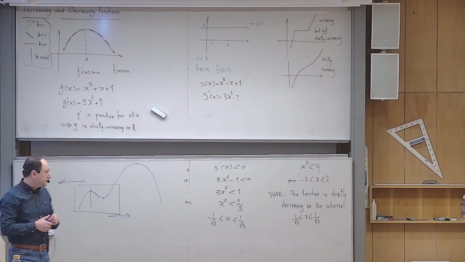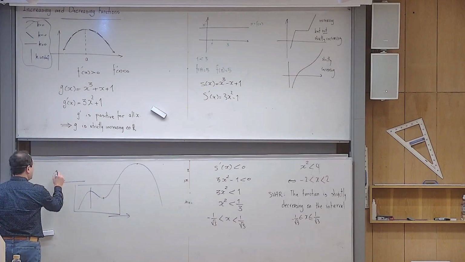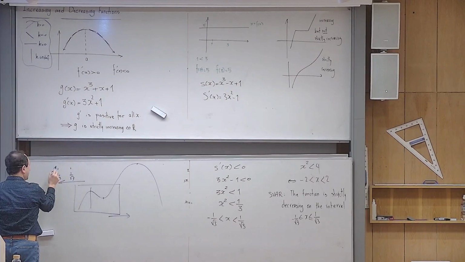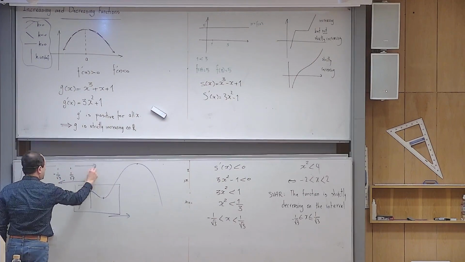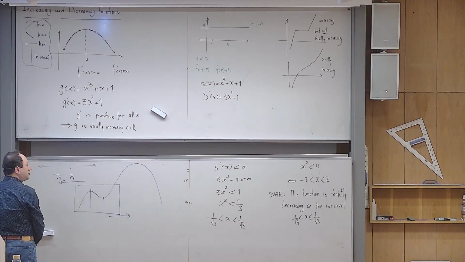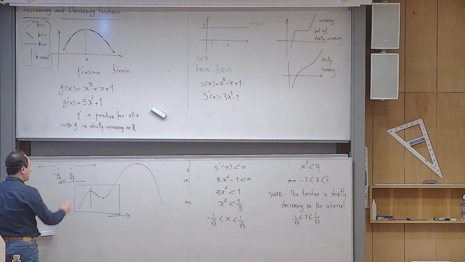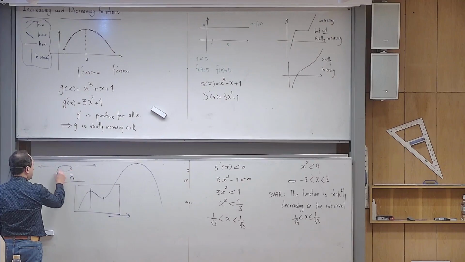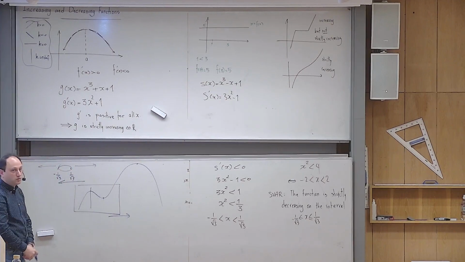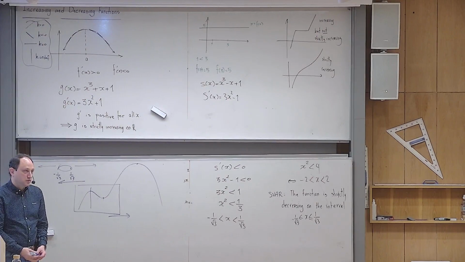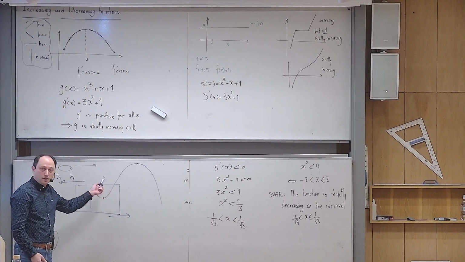But we proved that this is not possible, because we showed that here is minus 1 over square root of 3, here is 1 over square root of 3. We guaranteed that on the left hand side and the right hand side, the function increases all the time. And we also showed that in the middle, the function decreases all the time. And there is no other possibilities, yes? So this cannot happen exactly because of this.